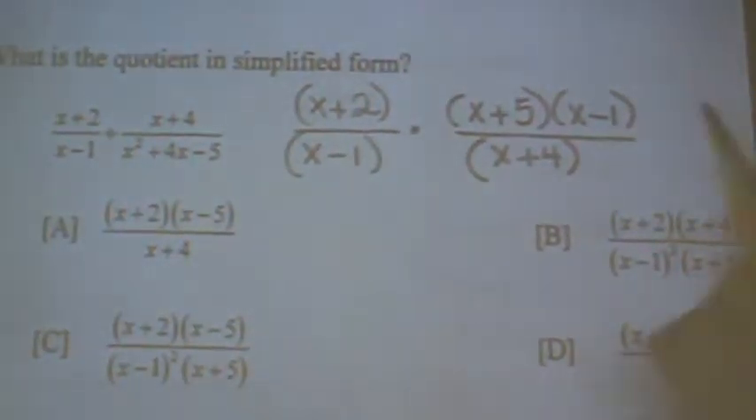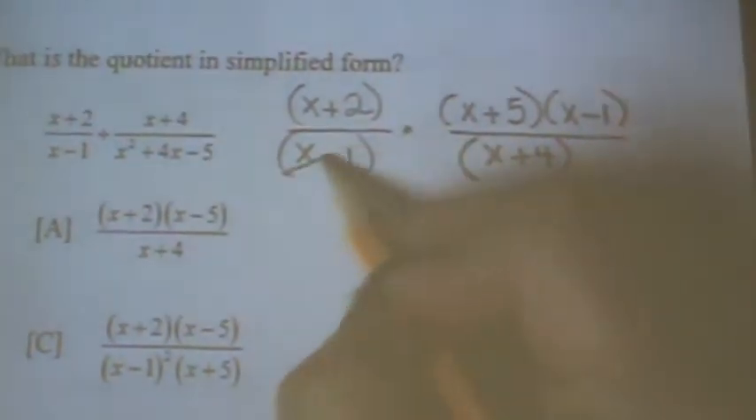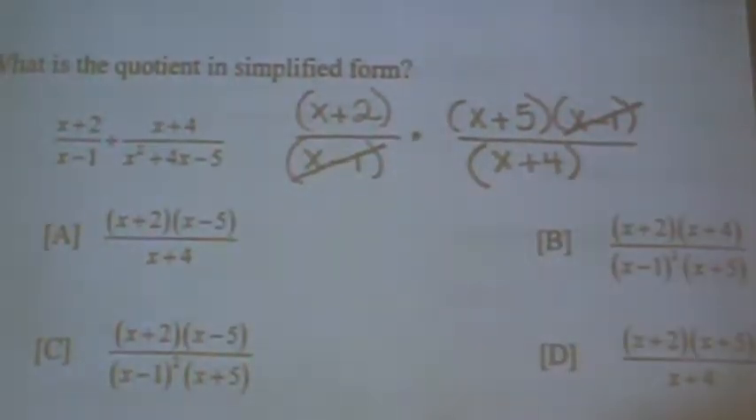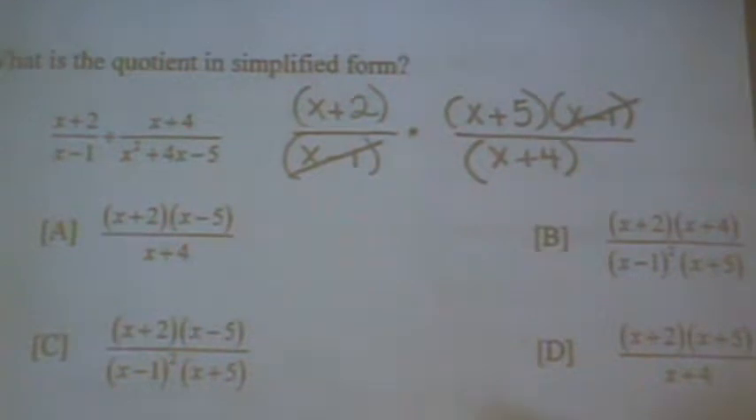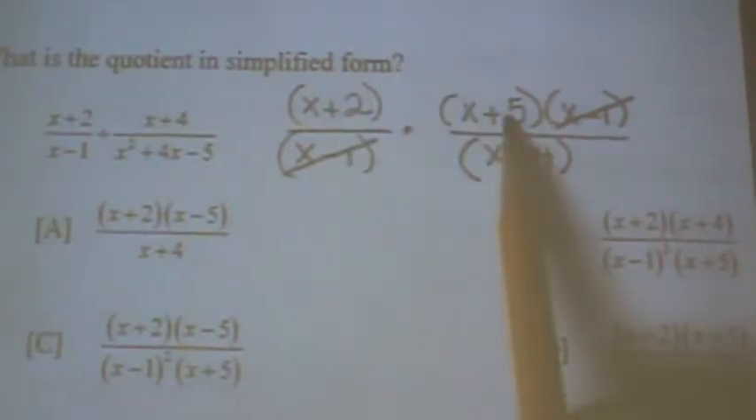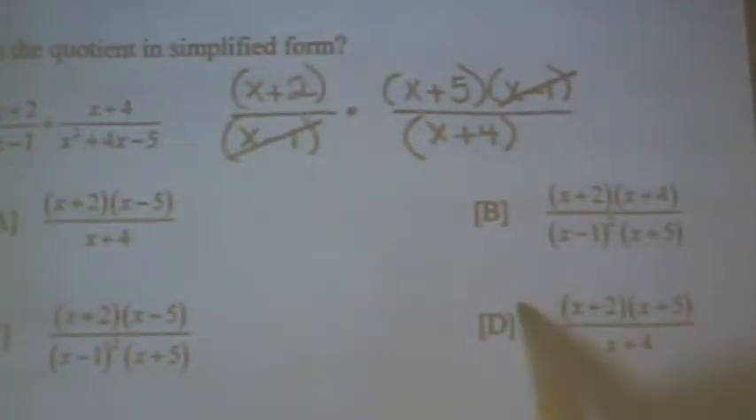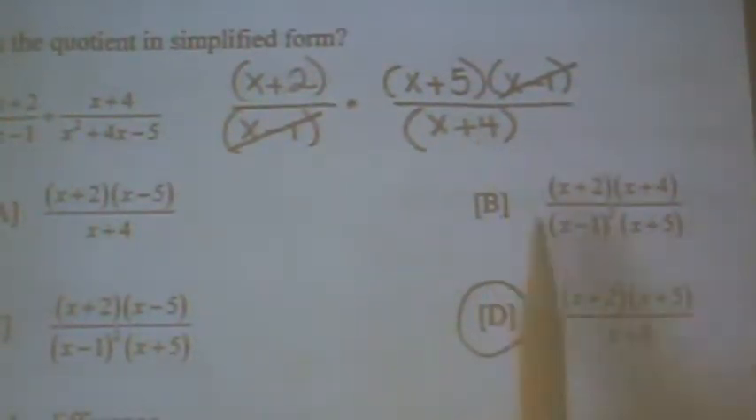Okay, now, so I'm flipping and I'm going to multiply, and what cancels? Those cancel, and it looks like that's it. So what's left? We're going to go across: x plus 2 times x plus 5 over x plus 4, and the correct answer is D.